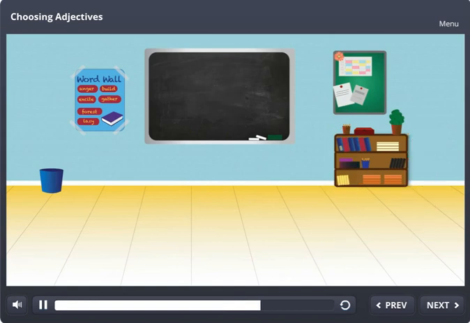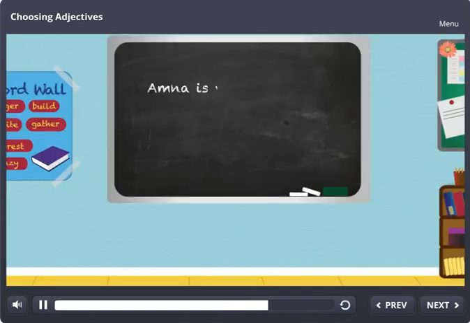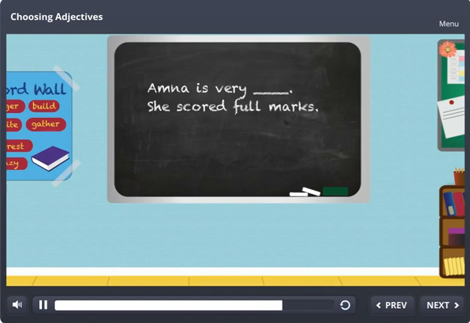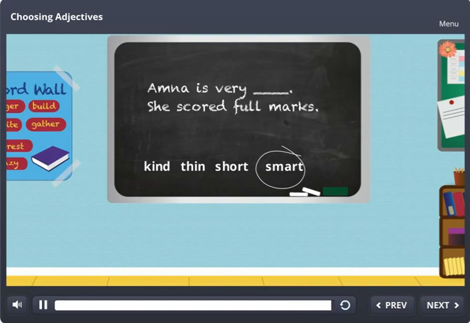For example, if I say, Amna is very dash, she scored full marks. I will need to think of which adjective makes sense here. The words kind, thin, and short describe Amna, but in this sentence, smart is the best answer because it fits with the meaning of the sentence.